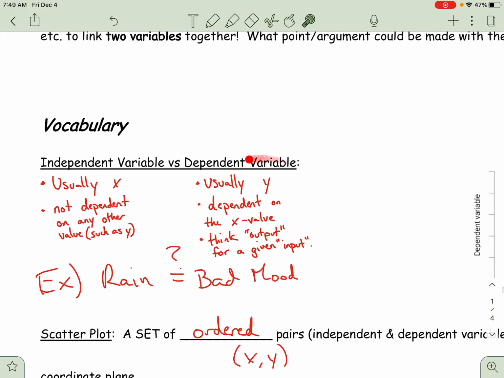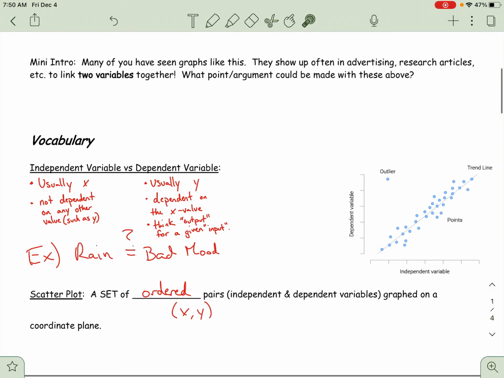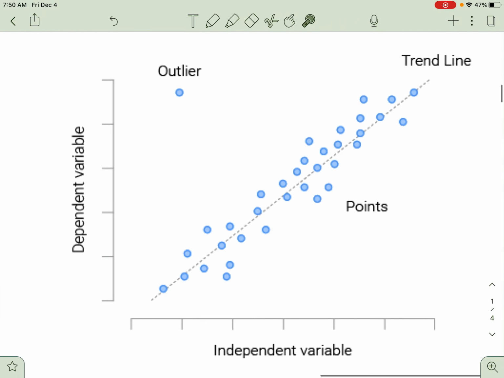So our dependent variable in this situation would be your mood, and our independent variable would be the rain. So rain would be our x value, and our mood would be our y value. The more it rains, the worse the mood gets, right? So that's something to think about there. And if you look at a graph, you can see the independent variable is always labeled on the bottom. You label whatever it is. In this case, it would be rain. And the dependent variable is always on the y-axis.